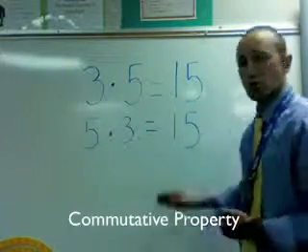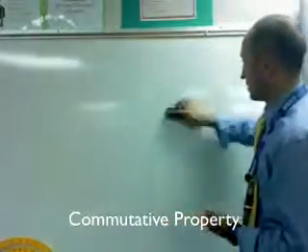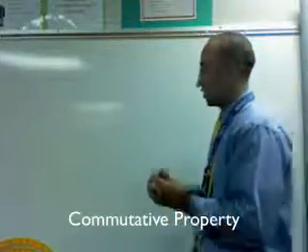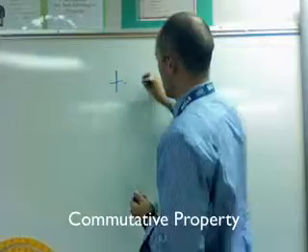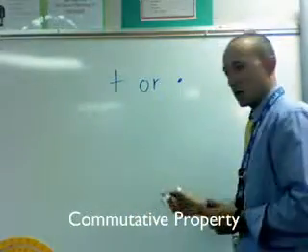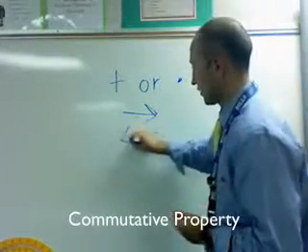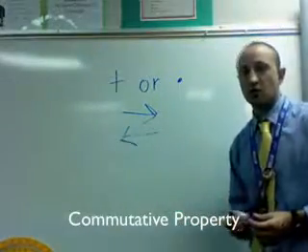So whenever we're working with commutative property, we know that it can be addition or multiplication. And we can go from one place to the other and still have the same answer.